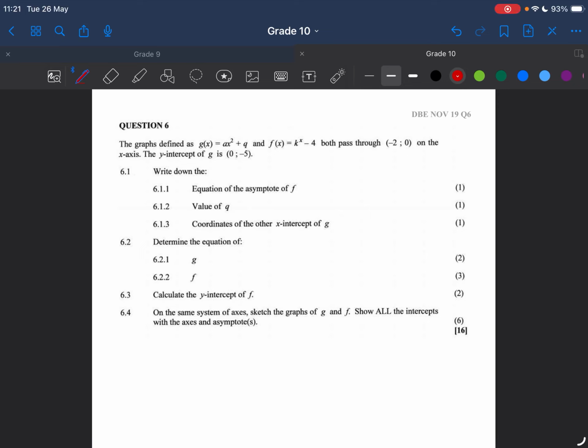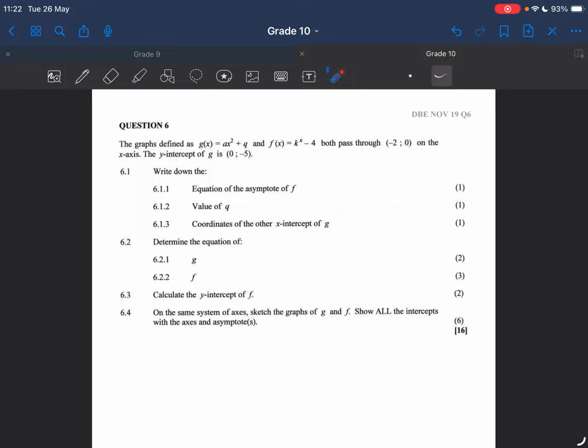Alright, so in this video, we're going to look at the 2019 November paper, question 6. So we have graphs defined as g of x is equal to ax squared plus q. When you see an x with a square, basically a quadratic where the highest exponent of x is 2, this is a parabola. Then we have k to the power x minus 4. Both pass through -2 and 0 on the x-axis, and the y-intercept of g is 0 and -5.